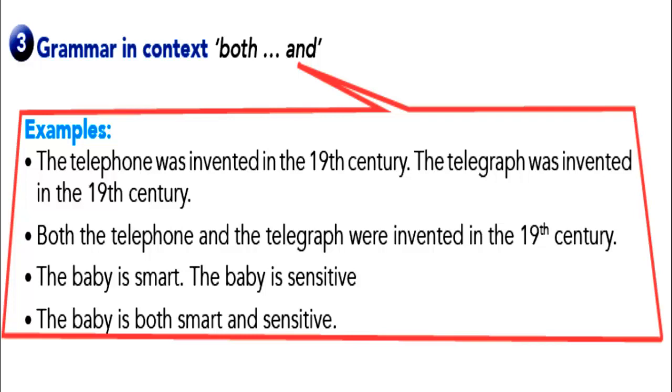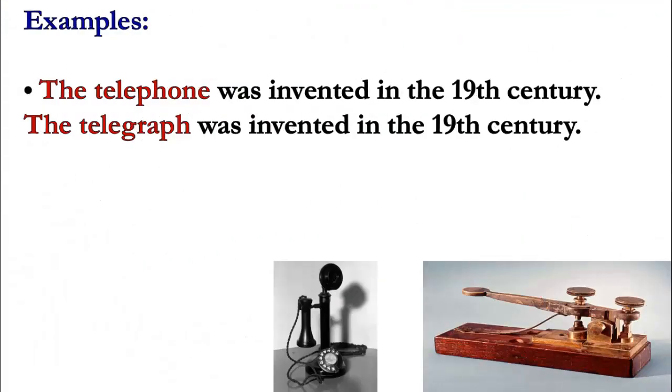Okay, the baby is smart, the baby is sensitive. Here we have one baby, but how many adjectives do we have? That's right, we have two adjectives here, smart and sensitive. Smart and what? Sensitive. So the baby is both smart and sensitive. Okay, so this is a rule that we have today.